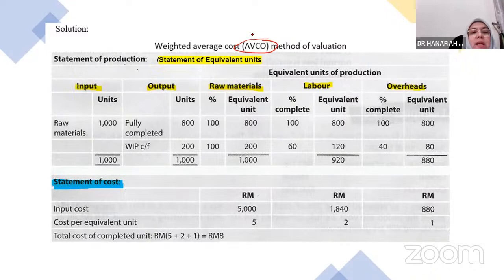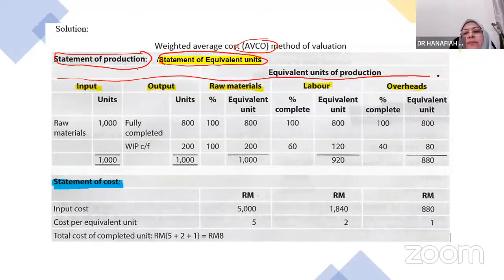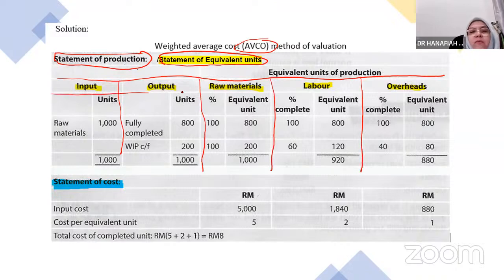Before that, this is the statement of production, or statement of equivalent unit. It is the same; it depends on your university which one you use. This is how the statement looks: input, output, raw material, labor, and overhead. Sometimes these two combine and we call it conversion cost.